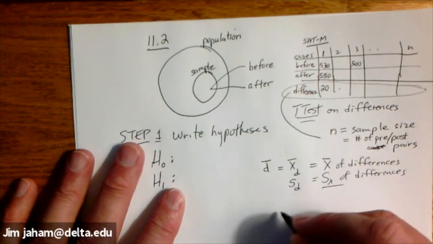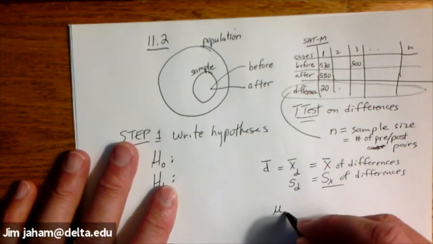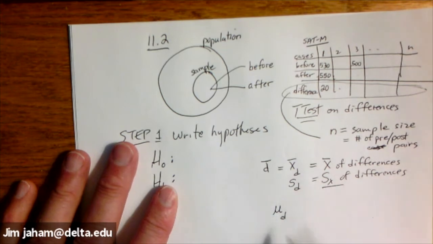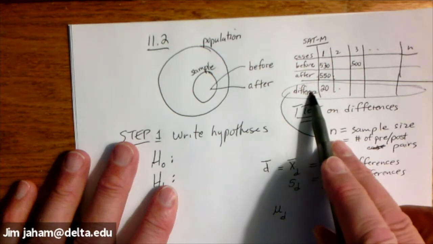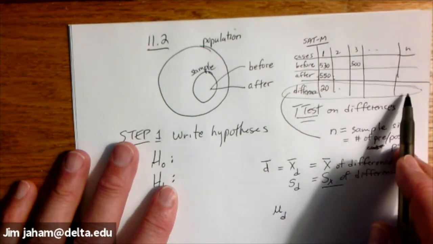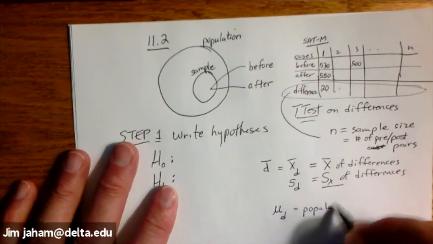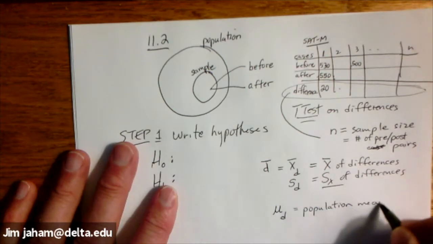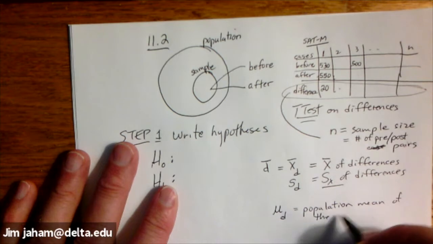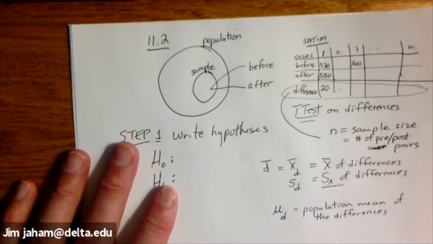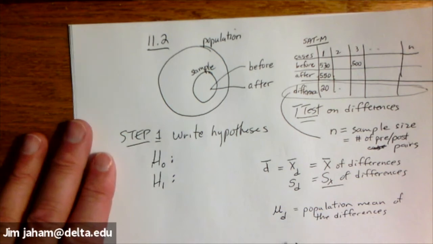And the other thing is that instead of just mu, we want to know what the population mean is of these differences. And this is the variable that we're going to use. The population mean of the differences between the pre and post scores. And as you know, we only use population parameters in our hypotheses.